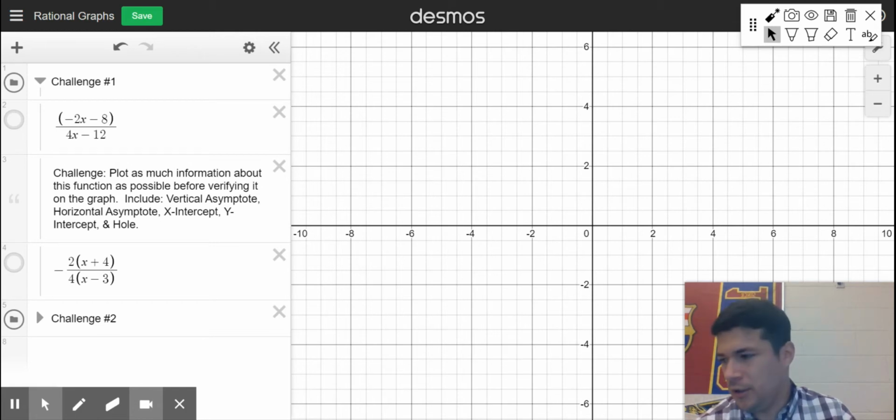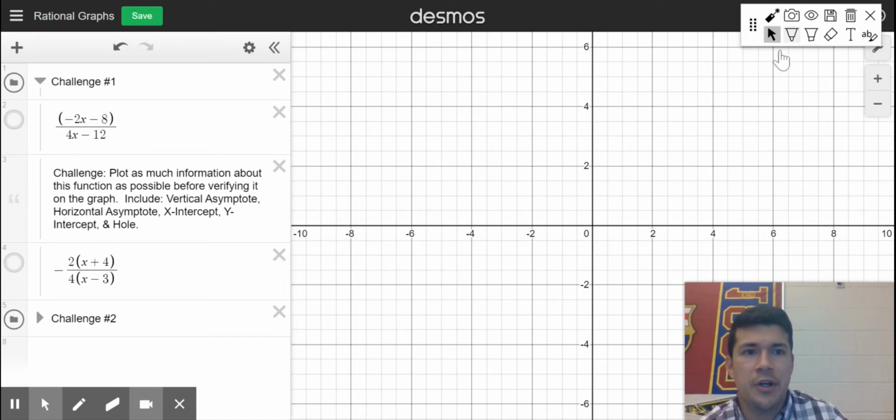So this is negative 2x minus 8 over 4x minus 12. All right. And what I've done is I'm going to go ahead and factor it. So both the numerator and denominator have a greatest common factor. I factor out a negative 2 from the numerator and a positive 4 from the denominator. I've already verified these are correct graphs. Okay. And now let's see what I can find out.